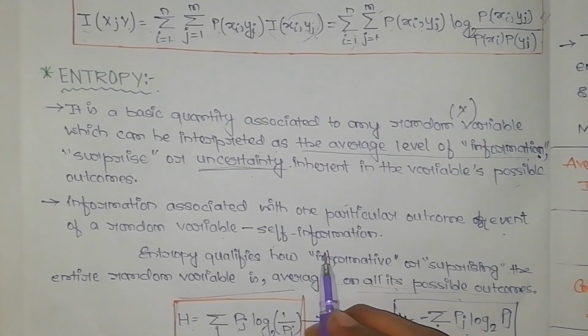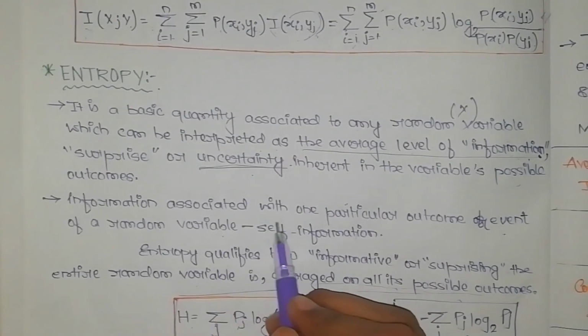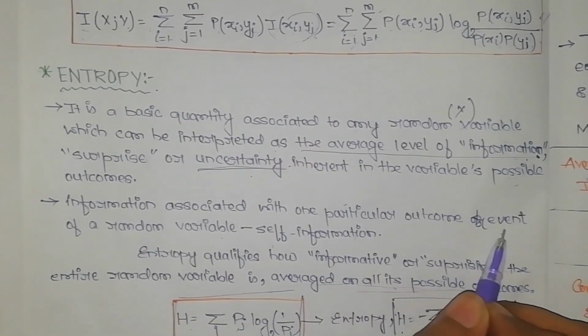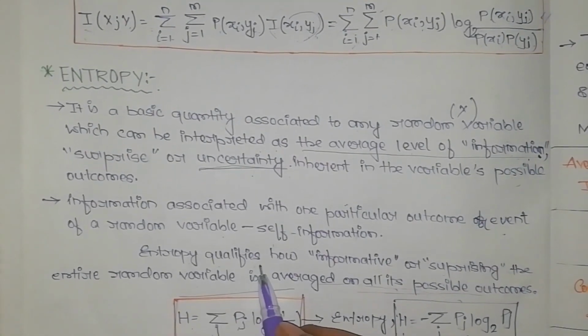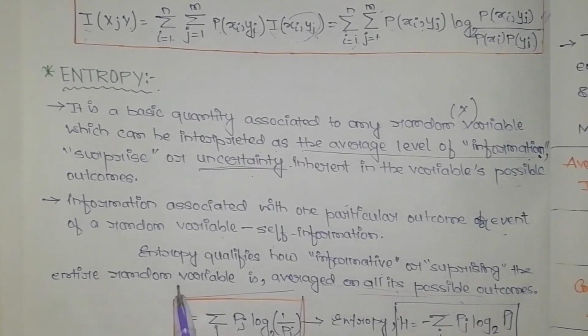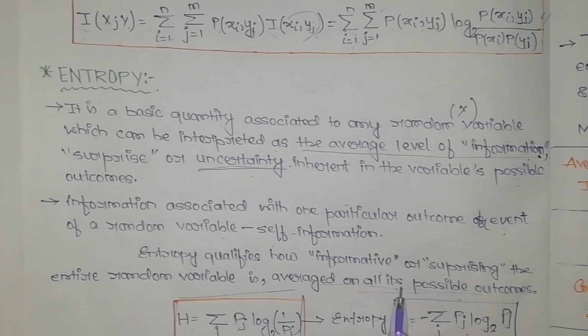Many students or people get confused between self information and entropy, as they are very much identical to each other, but there is a thin line of difference between them. Self information is that information which is associated with one particular outcome or event of a random variable. So it is associated to one and only one particular outcome. Entropy quantifies how informative or surprising the entire random variable is, and it depends on all its possible outcomes on average. So it is not based on a single particular outcome, but on the average of all.